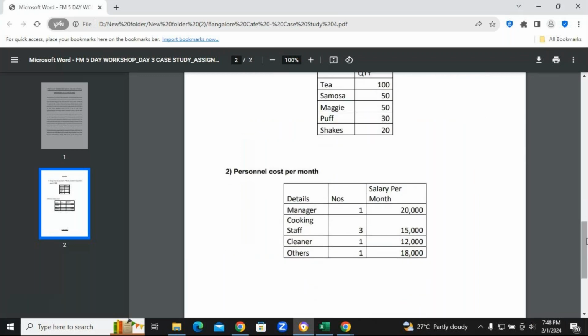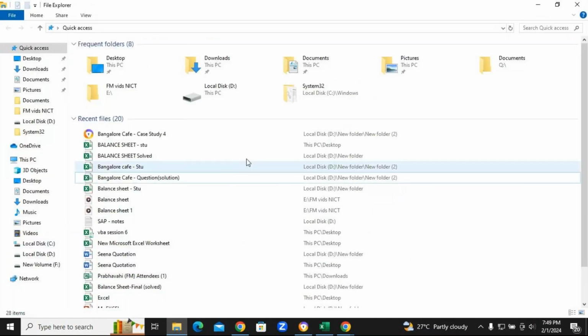Okay, so these are the details they have given. And here, personnel cost per month. He needs some employees, like one manager whose salary will be 20,000. There will be 3 cooking staff at the rate of 15,000 per month, so each person will be paid 15,000 per month. He needs one cleaner who will be paid 12,000, and one other staff member to whom he is going to pay 18,000. So this is the information we have, based on which we have to create the financial modeling. So let's look at the case study.